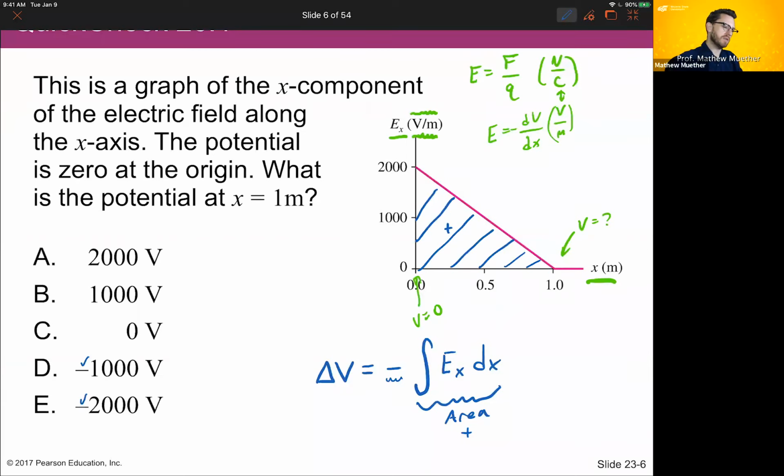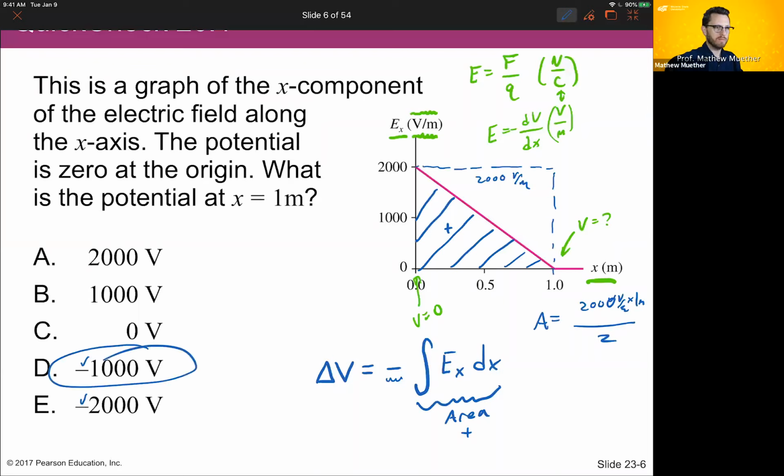Let's see what the value of that area is. That's just half of this rectangle that has a side like 2,000 volts per meter times 1 meter. So the area is 2,000 volts per meter times 1 meter divided by 2, because I'm just looking at that triangle here. That gives me 1,000 volts. So I know I have a negative 1,000 volts here.